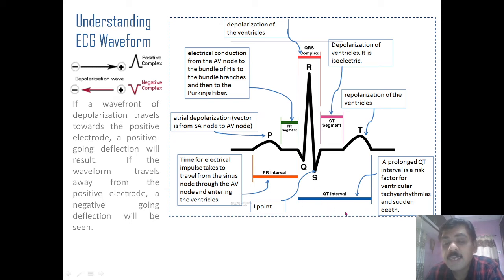And this is the QT interval. What is this QT interval? A prolonged QT interval is a risk factor for ventricular tachyarrhythmias and sudden death, and therefore it is indicated by 2 large squares.